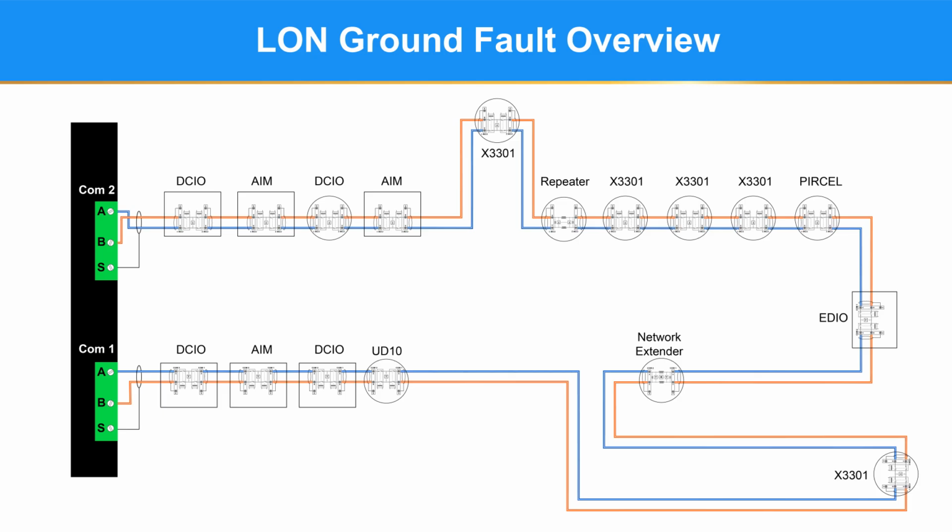The LON ground fault diagnostic is simply measuring the current leakage between the LON data wires, A and B, to ground. This diagnostic is there per NFPA requirements, but also could be a precursor to a LON network failure.